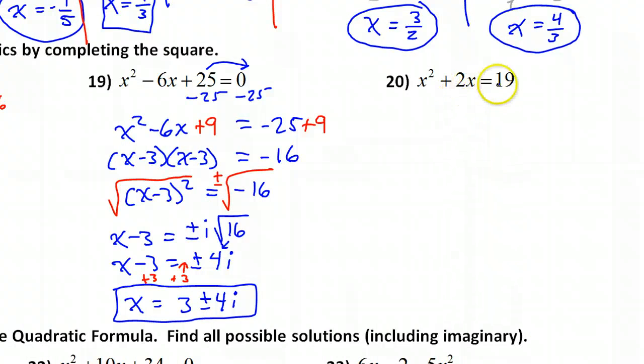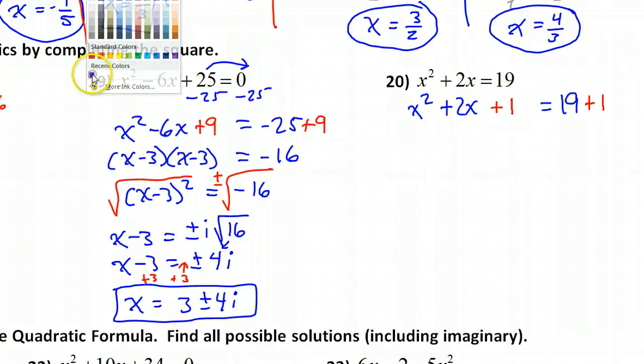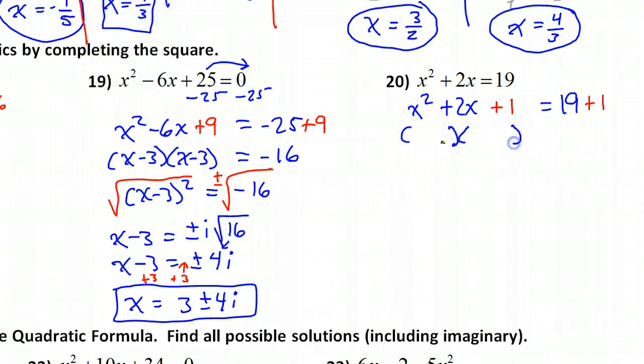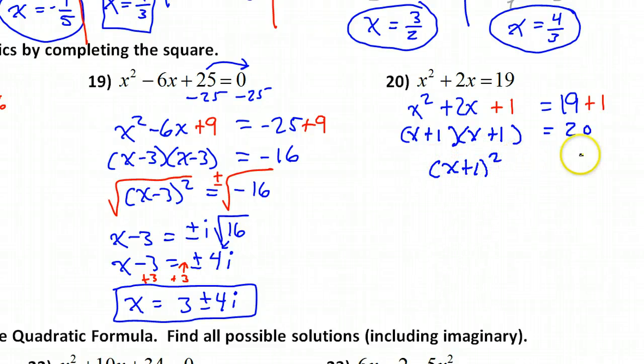And then there's number 20. Again, they were nice enough to leave that 19 over there. I'm just going to rewrite it, leaving myself a little more space to complete the square. Half of 2 is 1. 1 squared is 1, which I will add to both sides. This will now factor as the same thing twice. X plus 1, x plus 1. And that's going to be 20. So that gives me x plus 1 squared is equal to 20. But then I can take the square root of both sides.